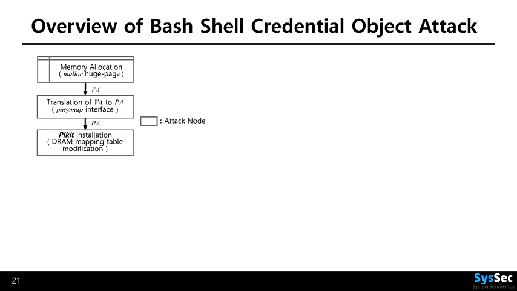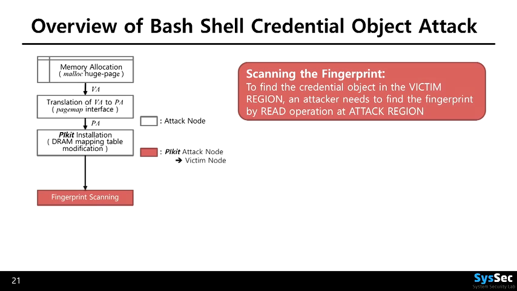After PIkit is installed, the attacker runs another shell in the victim node with normal user privilege. And in order to overwrite the bash's credential data, the attacker first needs to find that credential data in the victim address region. This can be done by scanning for a fingerprint.